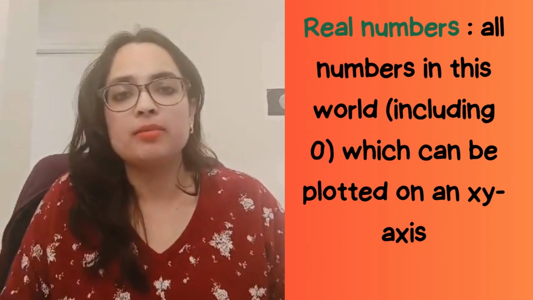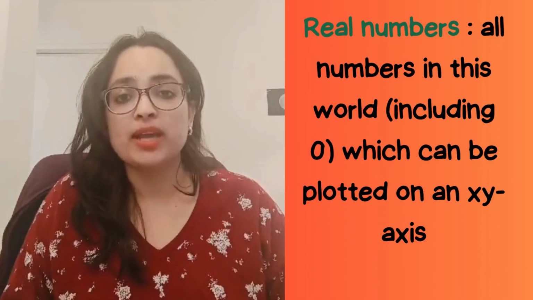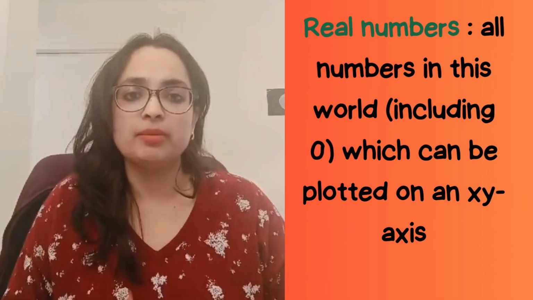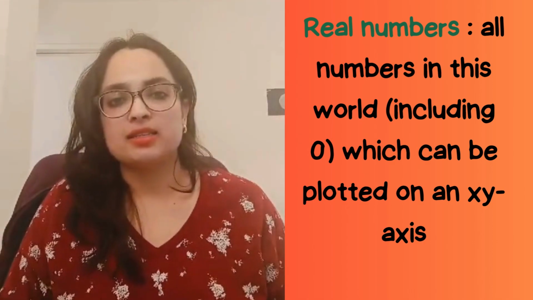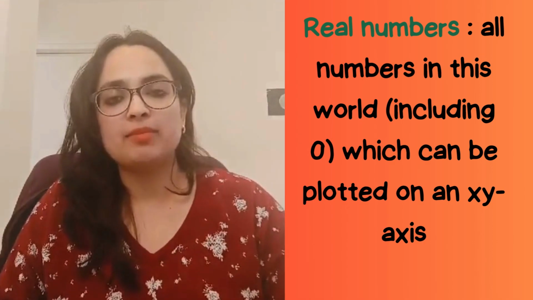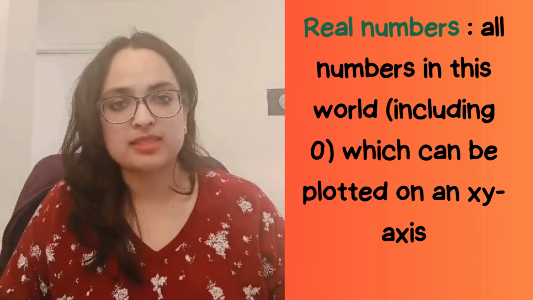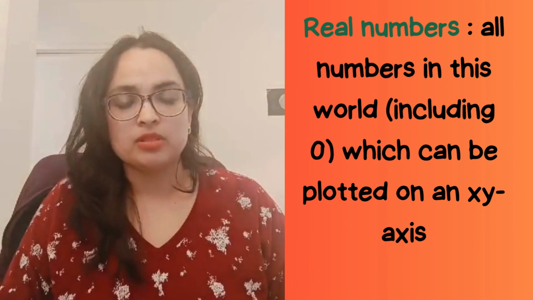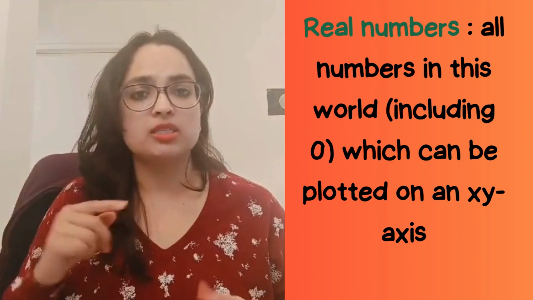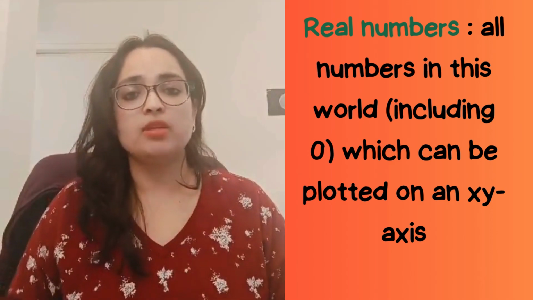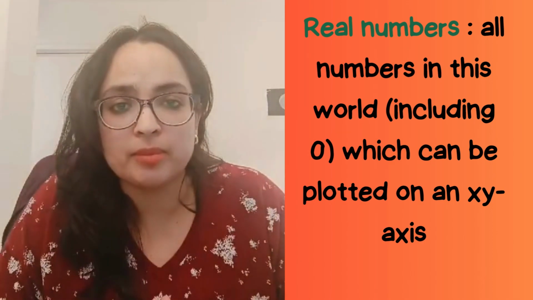The first type of numbers are real numbers. All the numbers in this world are real numbers provided they can be easily plotted on a number line. When I talk about the number line, I mean the real axis, the x and y axis. If the numbers can be plotted on the real x and y axis, then they are real numbers. So all the positive numbers, negative numbers, decimals, fractions, irrational and rational numbers come under the category of real numbers.